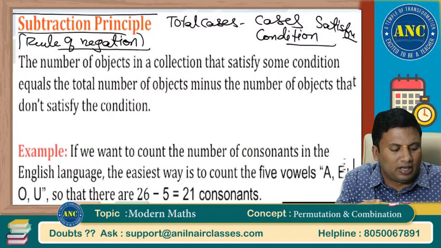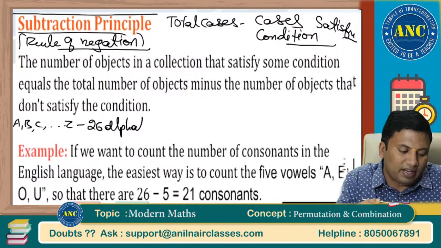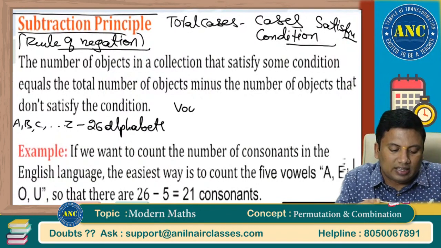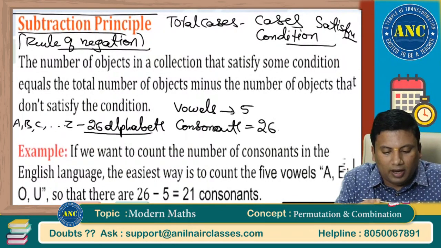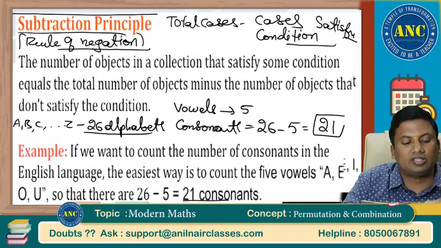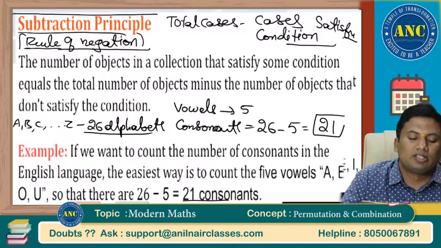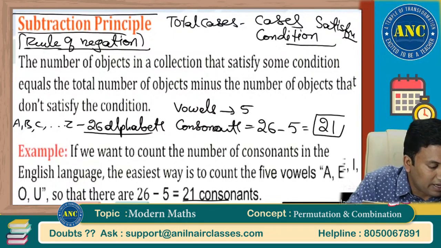A simple example: suppose there are 26 alphabets. In these 26 alphabets, if I ask how many vowels there are, vowels are nothing but 5. This is the condition. Suppose I ask how many consonants there are. This is nothing but total cases, 26, minus cases where the condition is satisfied, 5. 26 minus 5 is nothing but 21. The subtraction rule is nothing but the rule of negation.